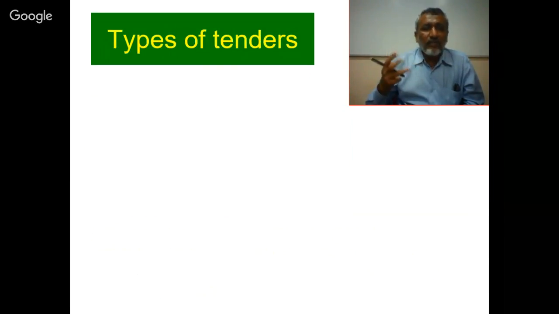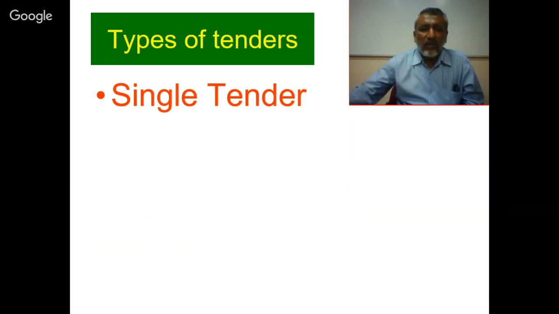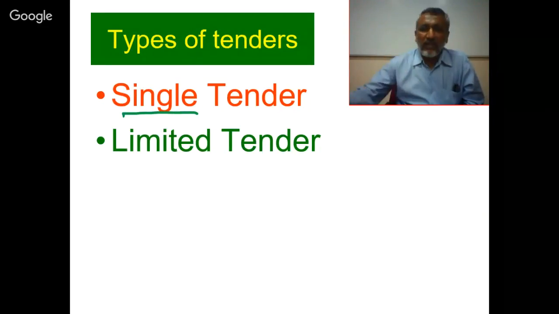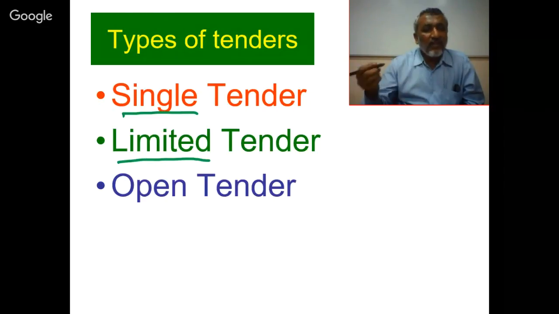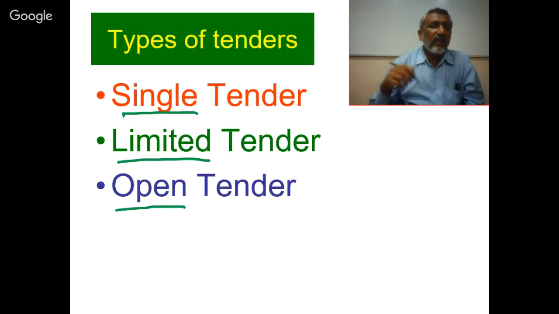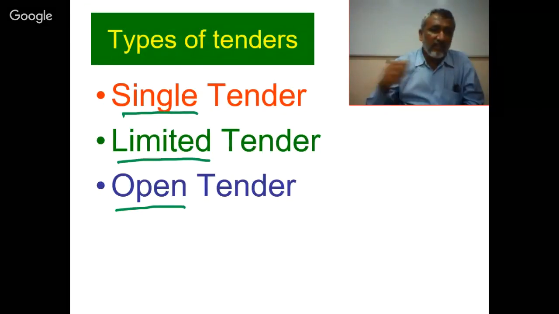Basically, there are three types of tenders. One is called a single tender. Another type of tender is what is known as a limited tender. And the third type of tender is what is known as the open tender. Now let us discuss the differences between these three types of tenders.